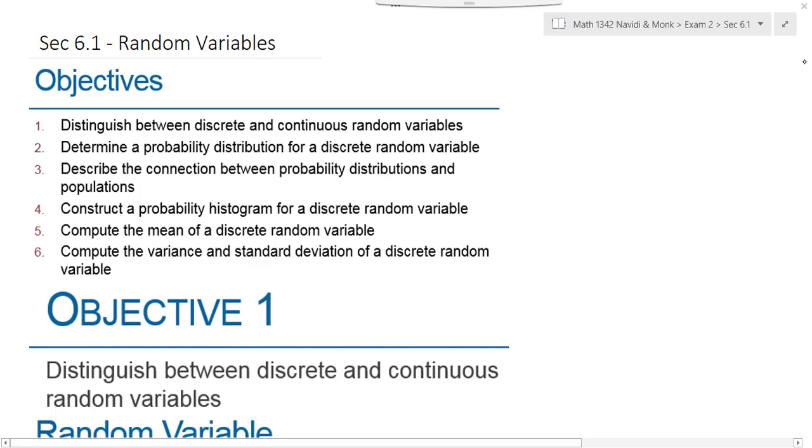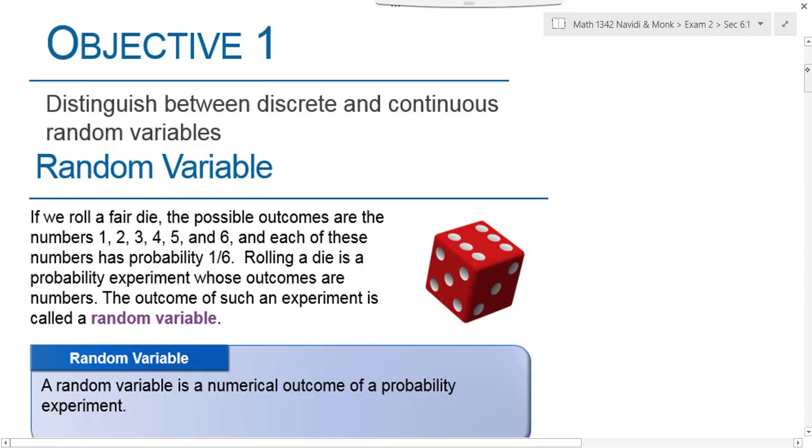Section 6.1 is random variables, and this is the only section that we're going to be covering tonight because this is a foundational topic for us that's going to lay the foundation for what we can expect in the future. We're going to revisit a few topics that we have seen before, such as discrete and continuous variables. Objective 1 is to distinguish between discrete and continuous random variables, but first we're going to get a definition of what a random variable is.